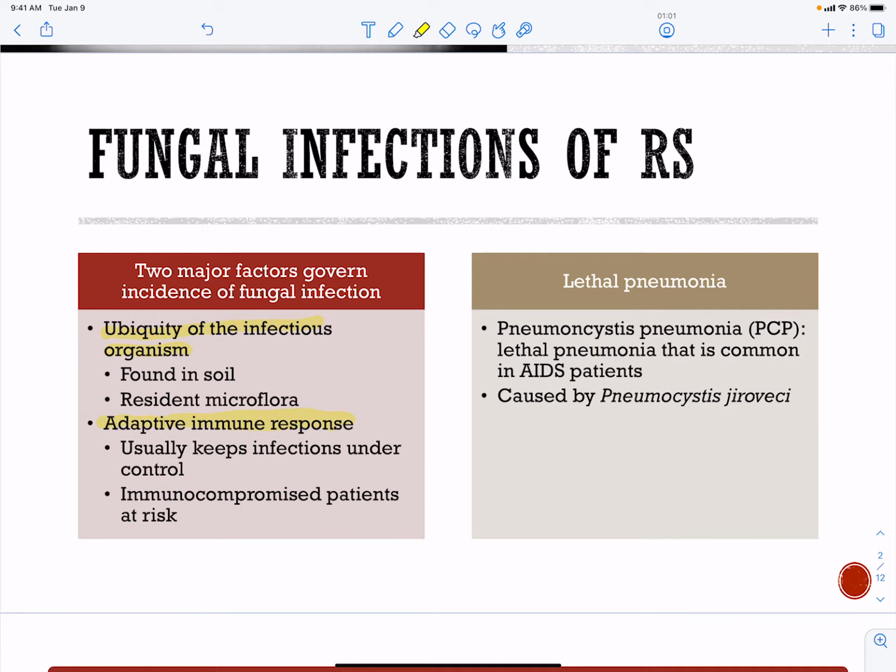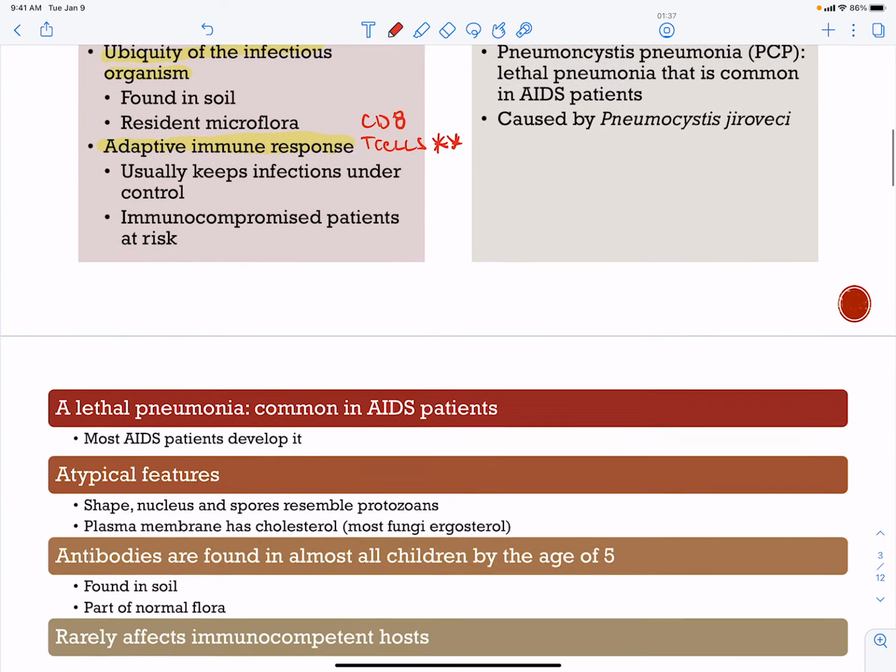Your adaptive immune response, which is your T cells, is going to be very important for clearing the infection, especially your CD8. So immunocompromised patients are at risk. That's why nosocomial infections with fungal agents are a very high priority. You can have lethal pneumonia caused by fungal infections, so Pneumocystis pneumonia, which is caused by Pneumocystis jirovecii. This is a lethal pneumonia that is very common in patients presenting with acquired immune deficiency syndrome or AIDS.